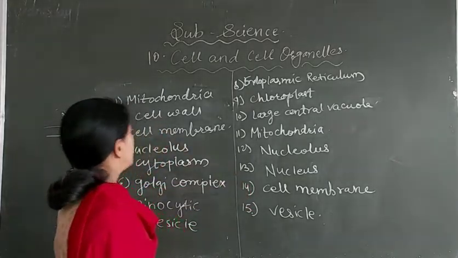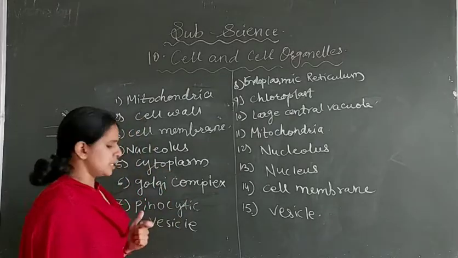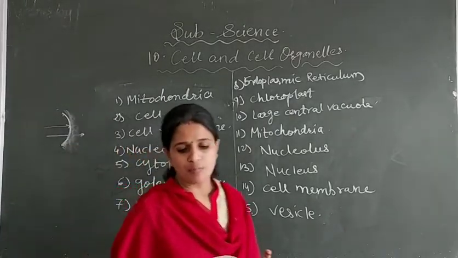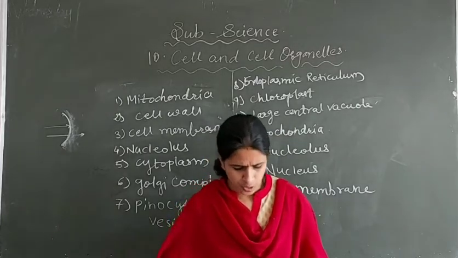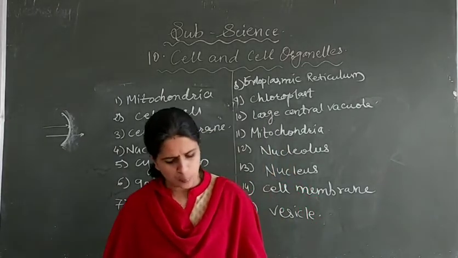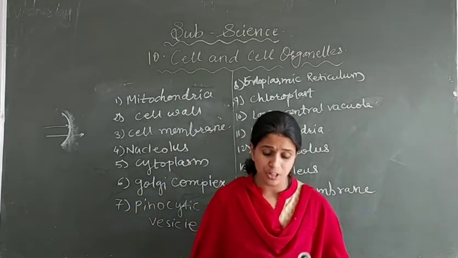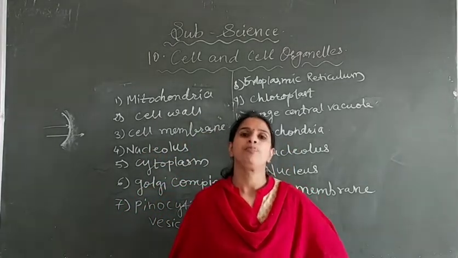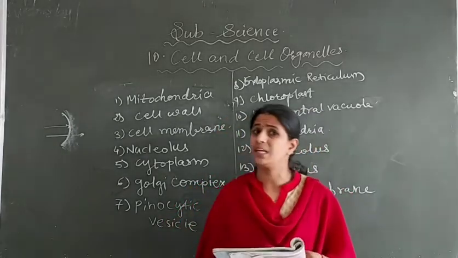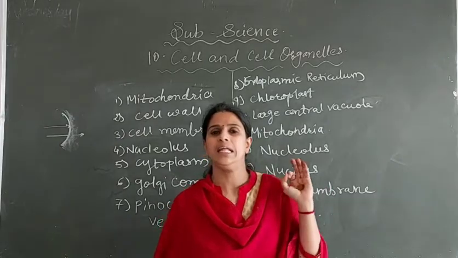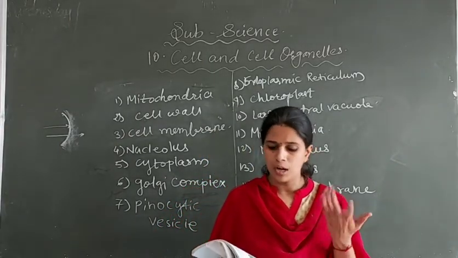Now see, have you seen a plant cell and animal cell? Which one is common in both? Yes, they are having nucleus in common. Okay, then vacuole is also present in both. Golgi complex is present in both. Mitochondria is also present in both. But the cell wall is present in a plant cell, but cell wall is not present in animal cell. Okay, so this thing you have to keep in your mind.